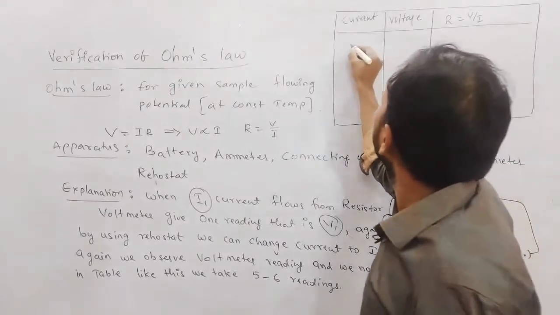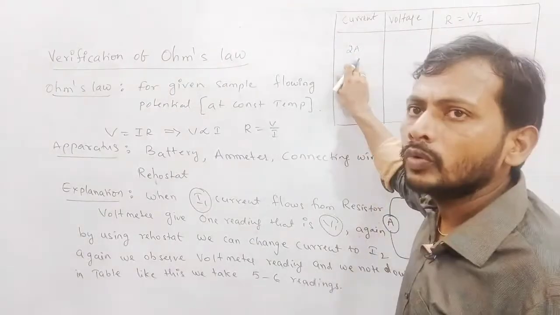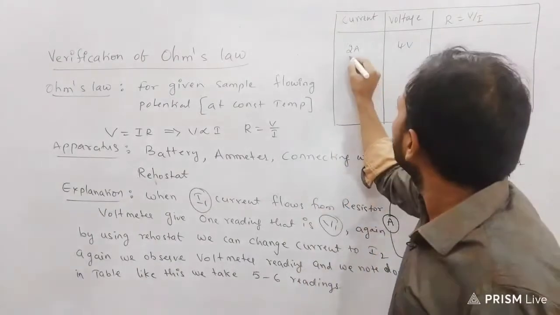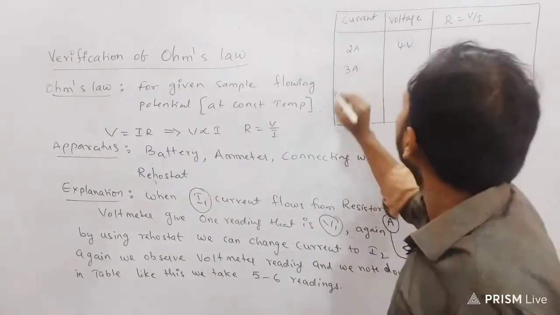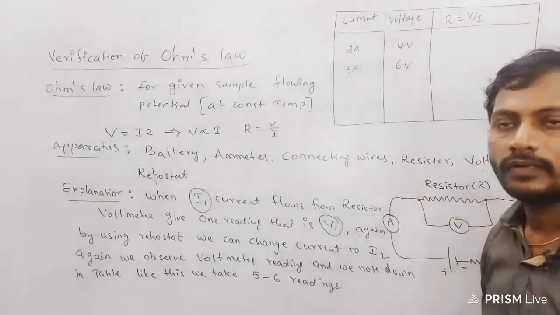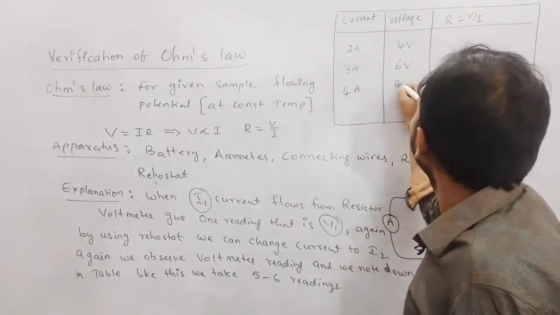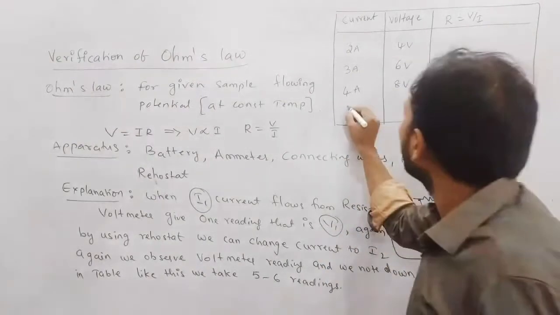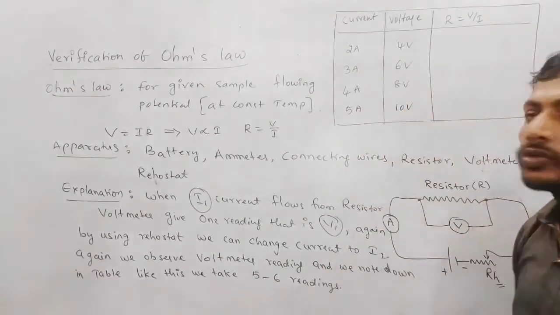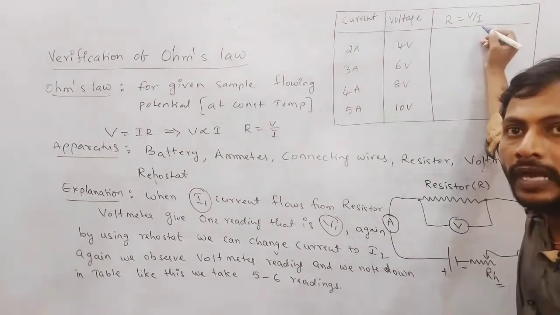I got 2 ampere current. When you got the 2 ampere current, you got voltage 4. When it is 3 ampere, I am going to say this is 6 volt. And when it is 4 ampere, you are going to get 8 volt. I got 5 ampere, this is 10 volt. So now please observe this formula and substitute your values.